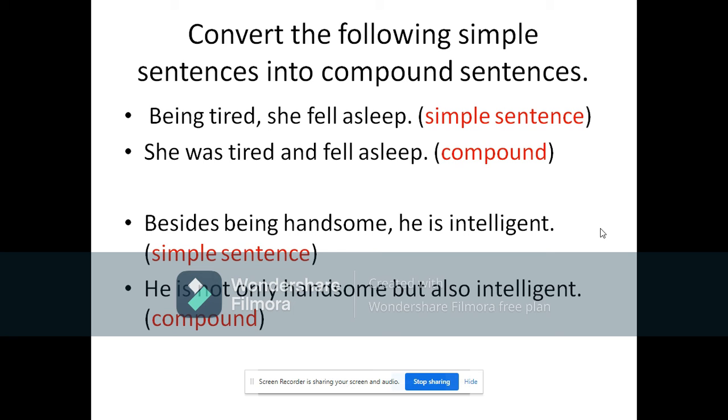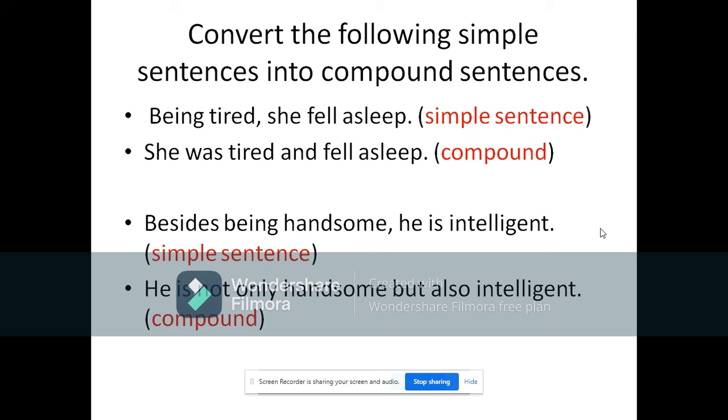Convert the following simple sentences into compound sentences. Being tired, she fell asleep. It is a simple sentence.